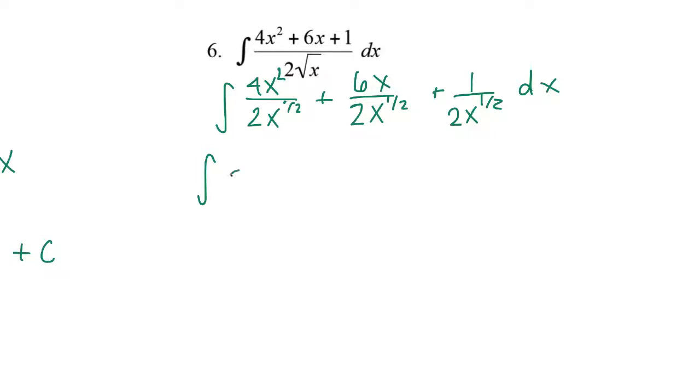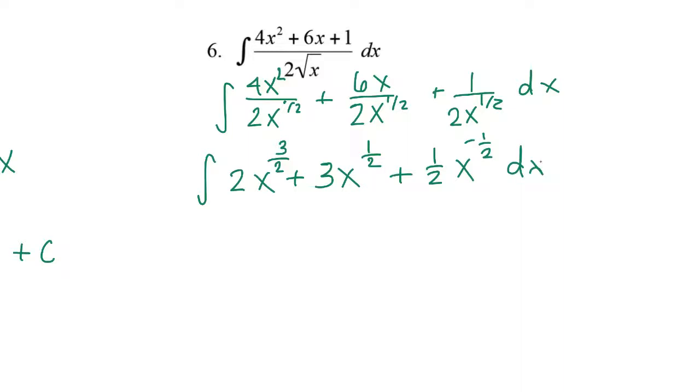So we're going to have 2x to the 3/2, since 2 minus 1/2 is 3/2, plus 3x to the 1/2. And remember, it's top exponent minus bottom exponent. Plus that's going to be 1/2 x to the -1/2, because we would have to flip that over. Now we're ready to go through and do our integration process.